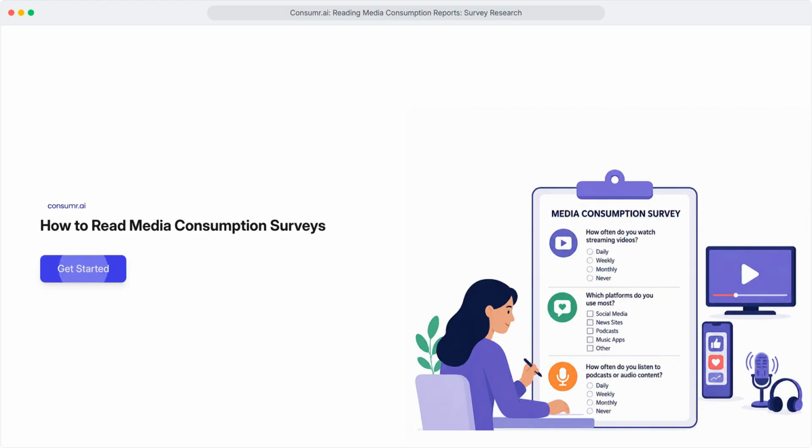And here's why this matters. You can have the best ad in the world, but if you run it on the wrong channel at the wrong time, it dies. Media consumption research tells you where your audience actually is, which channels they use, how much time they spend, what time of day they're most engaged, whether they're receptive to ads on that channel or actively avoiding them. This data lets you build a media strategy grounded in reality, not guesses.